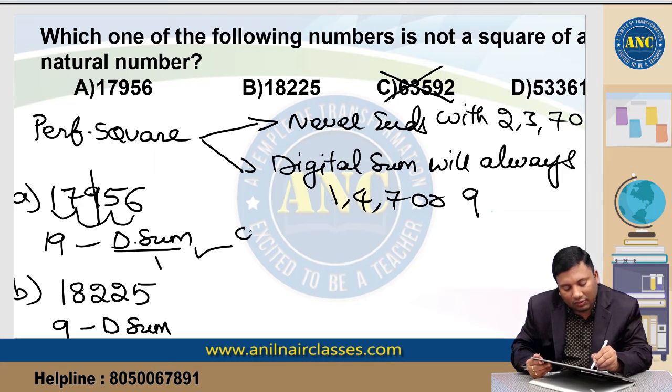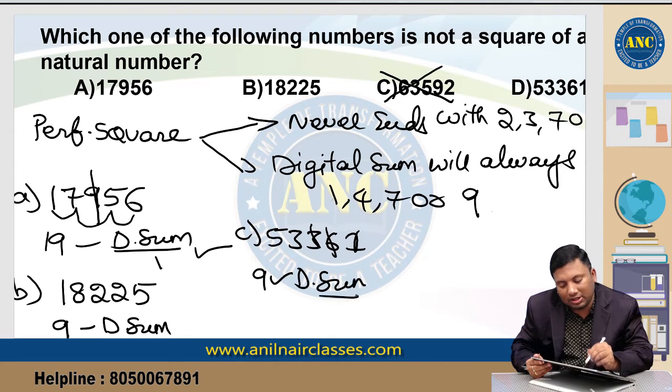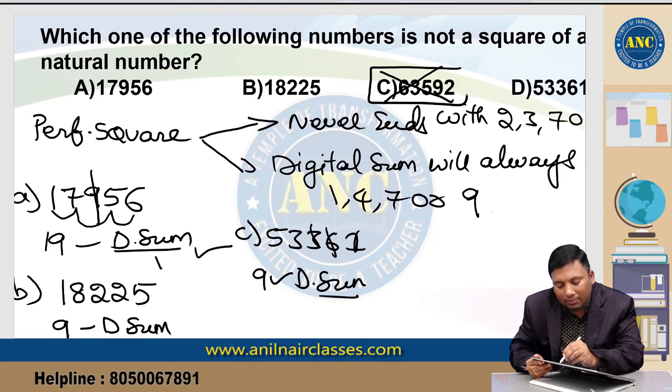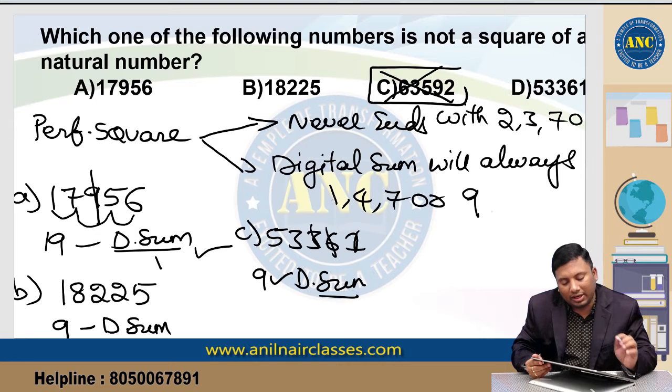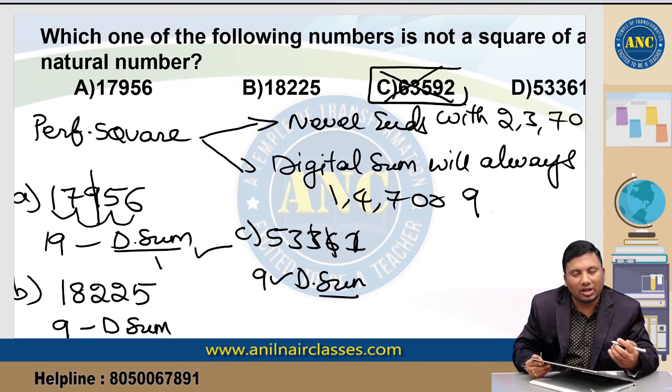Third one, 53361. Digital sum: 6 plus 3 is 9. This could be the possibility. That means based upon this logic, only one number we are able to eliminate. So therefore, we will use another logic.